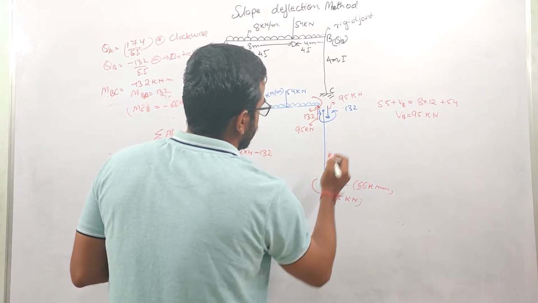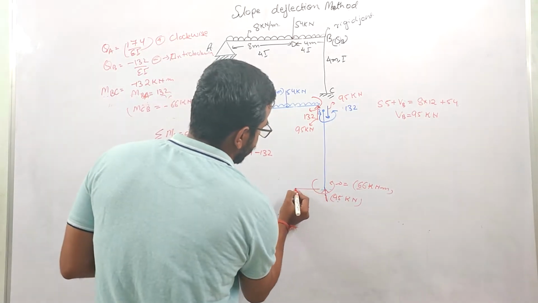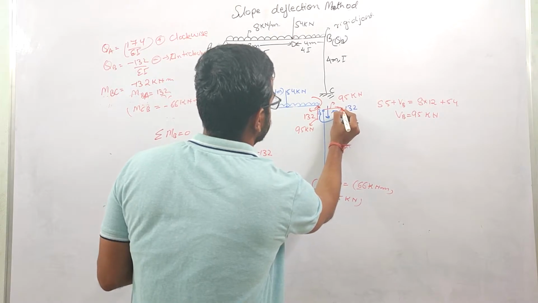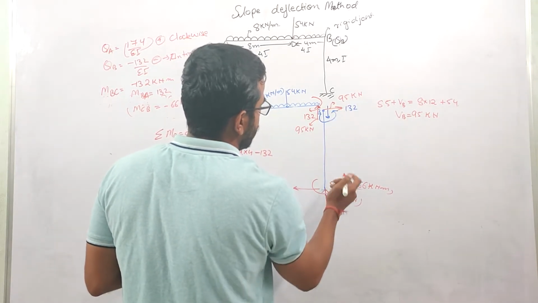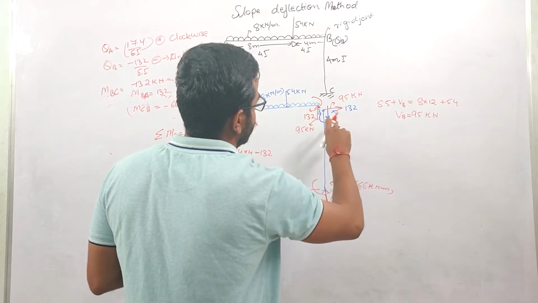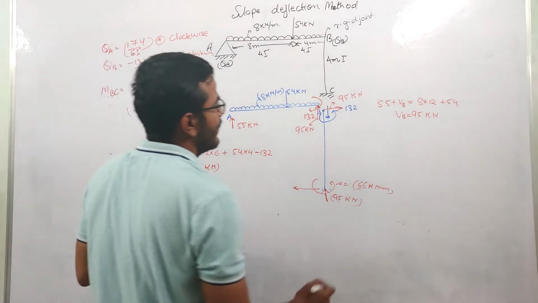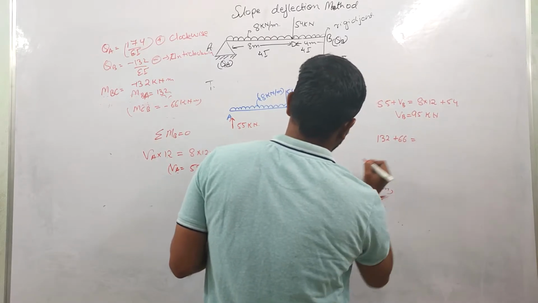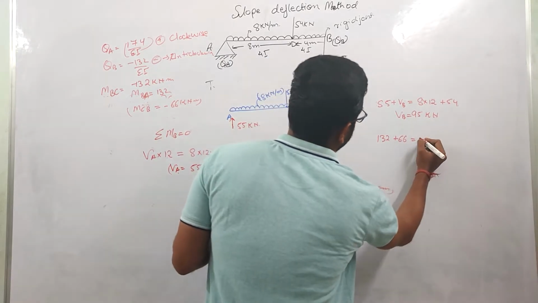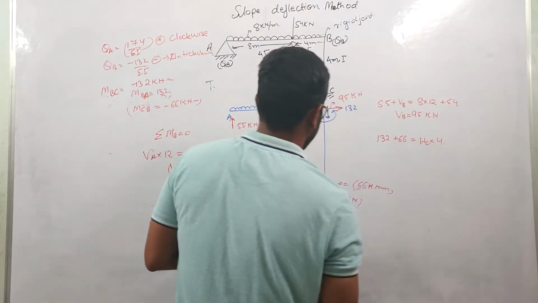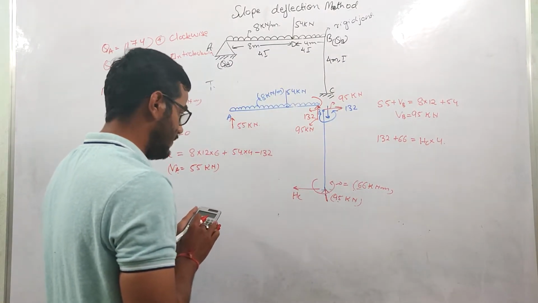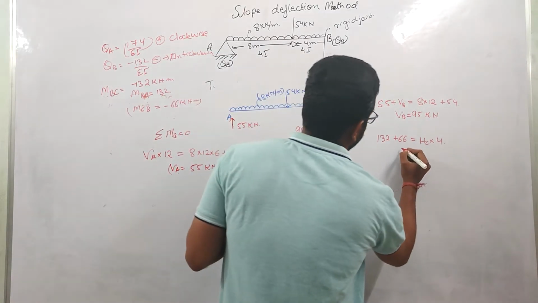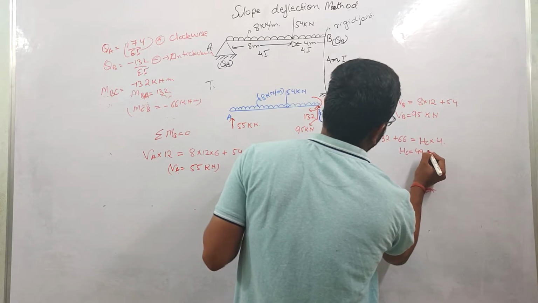these two moments, there will be some reaction generated, a horizontal reaction generated at this point. So it will be in this direction. This is basically an anti-clockwise couple, both are anti-clockwise couples. So to balance this, there will be some clockwise couple. So I can write 132 plus 66 equals HC into 4. So 132 plus 66 divided by 4, so HC equals 49.5.